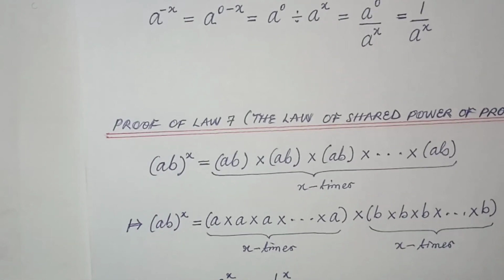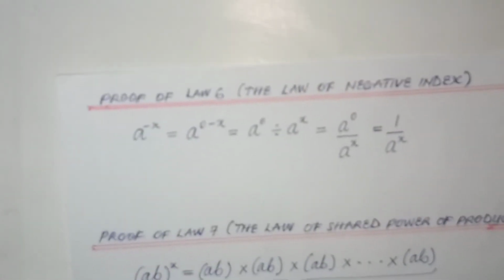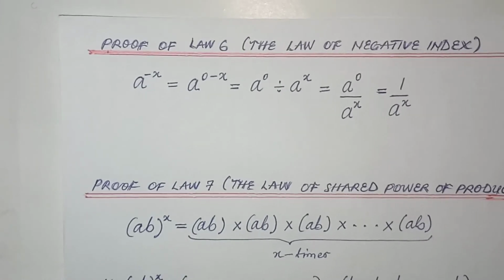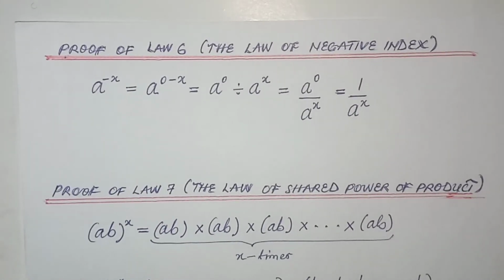So let's go to law number 6. In law number 6, the law is the law of negative index. So a raised to power minus x is equal to 1 over a raised to power x.